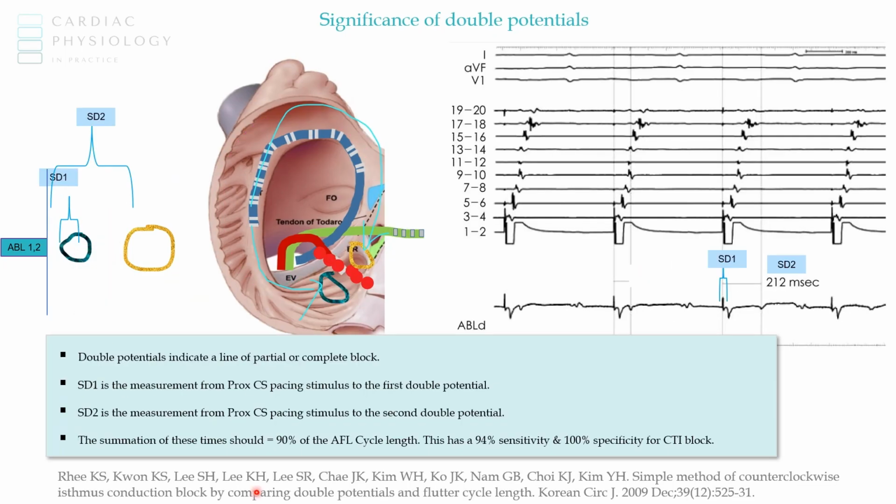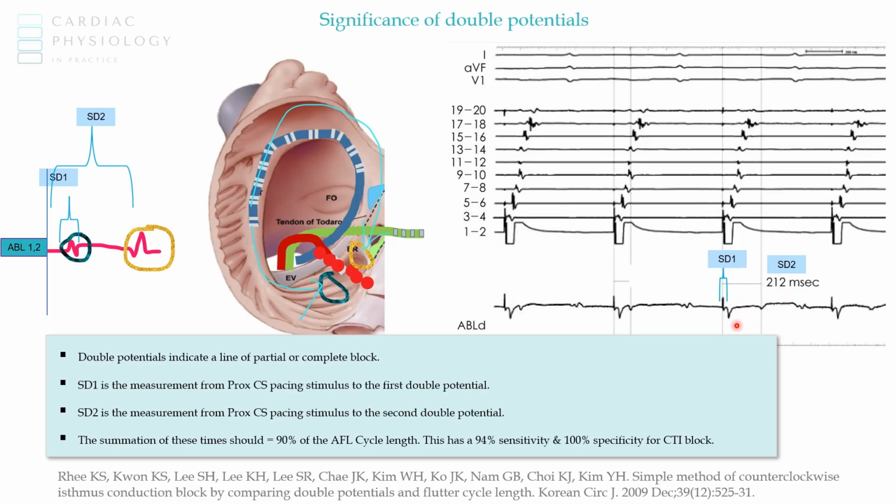So this group down the bottom here found a way to quantify the isoelectric period for double potentials. So if you've had atrial flutter and then you've terminated the atrial flutter and then you perform a CTI ablation and you get double potentials like we see in this slide here, where we have a double potential.